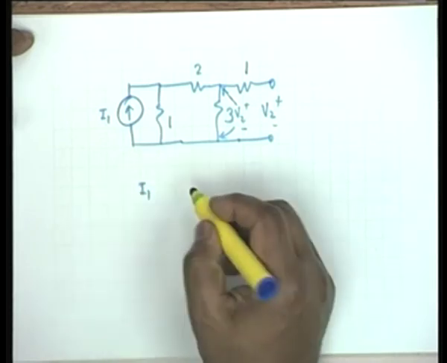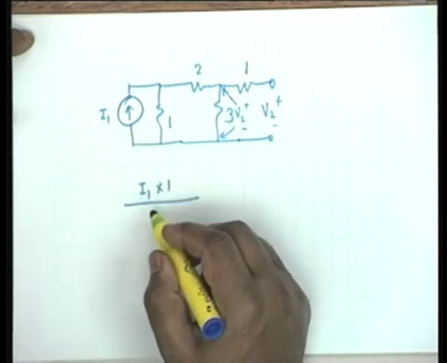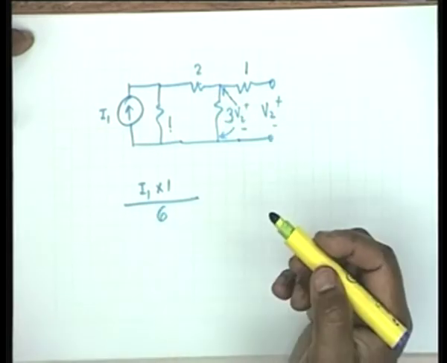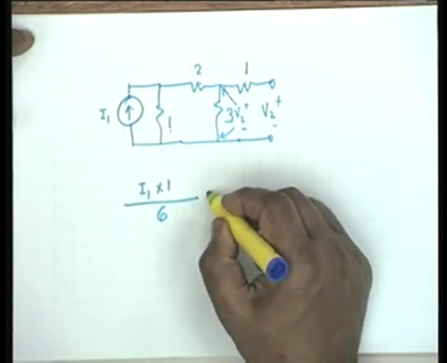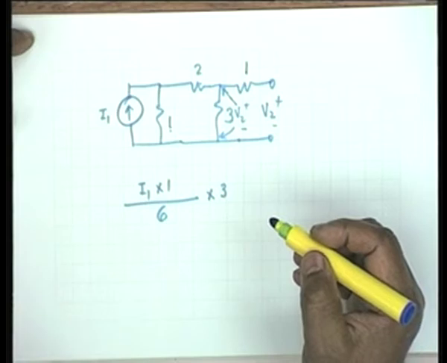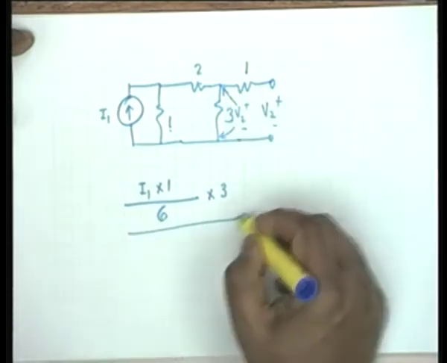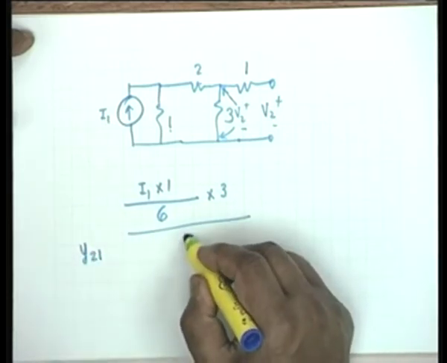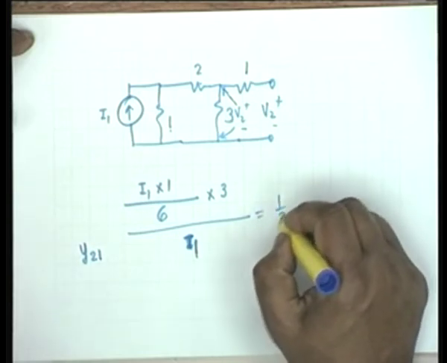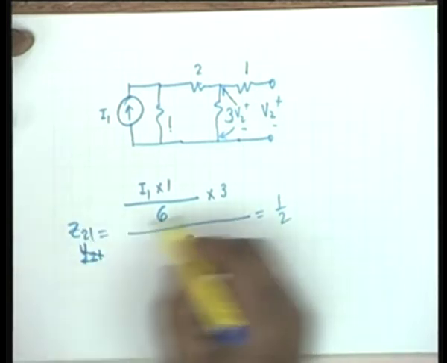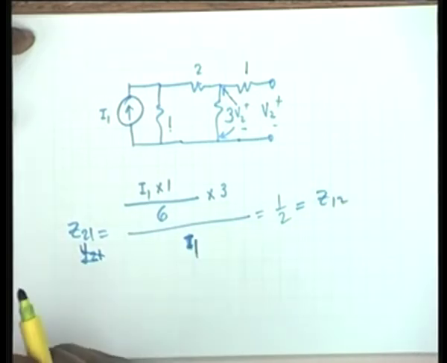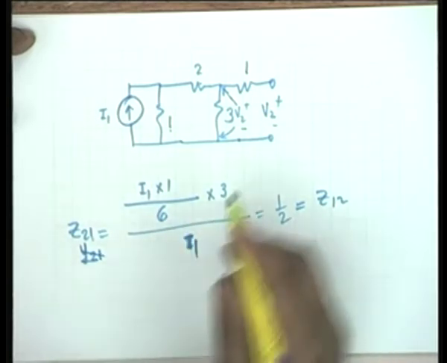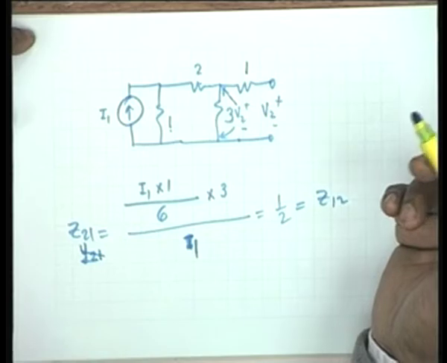The current would be I1 into 1 divided by 1 plus 2 plus 3, so 6. Multiplied by 3, that would be V2, multiplied by this resistance, and that divided by I1. So it's simply half. I beg your pardon, this is Z21, which is equal to Z12. All right. Everything done by inspection. I didn't have to calculate Z12 because I noticed that the network is reciprocal, so they should be equal.